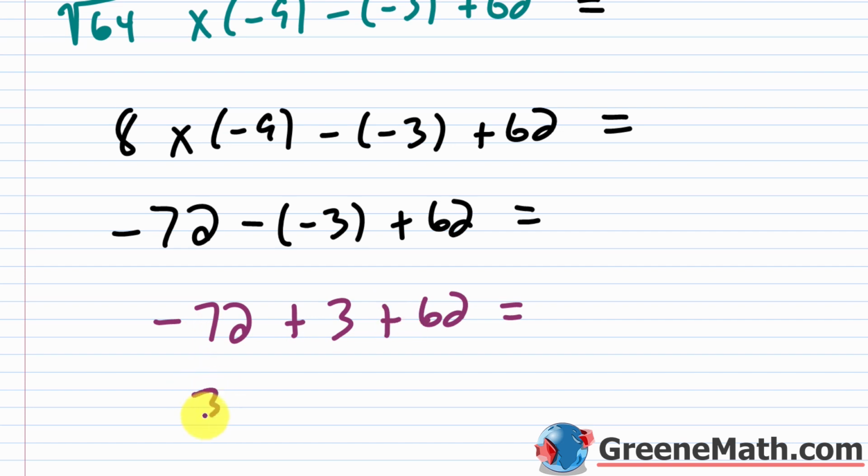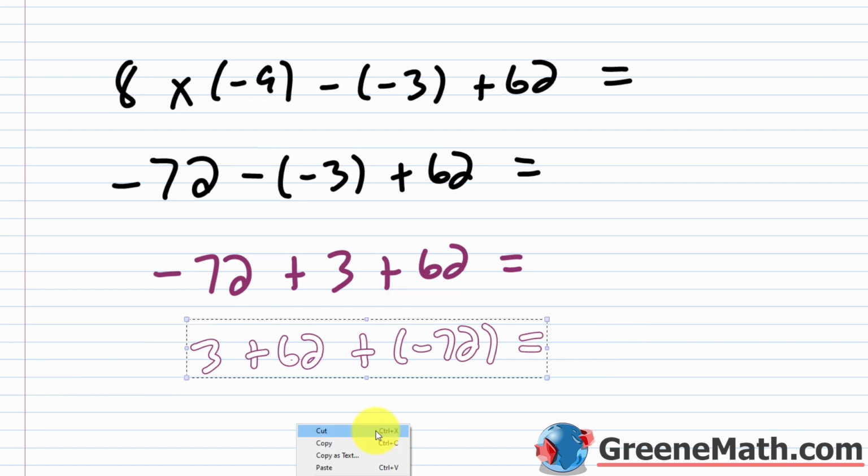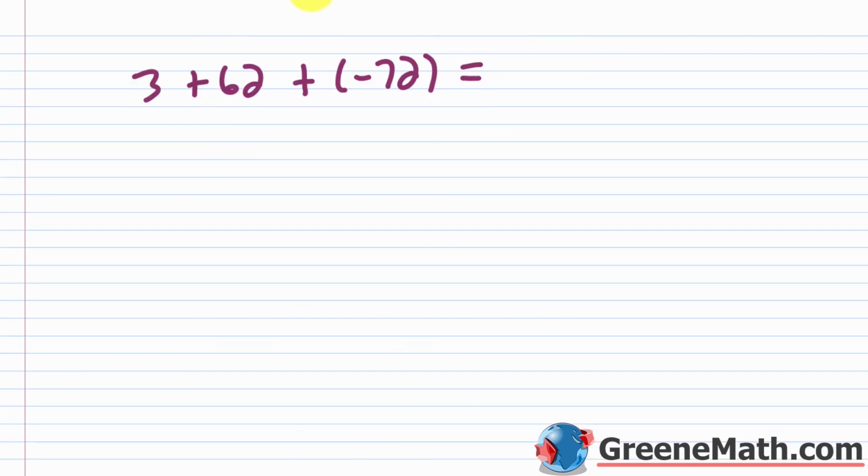I'm just going to say this is 3 plus 62 and then plus -72. Again, that's my commutative property, where I can add in any order. Let me paste this in here so we have some room. So now I'm just going to add 3 and 62 together. 3 plus 62 is 65. So you get 65 plus a -72.